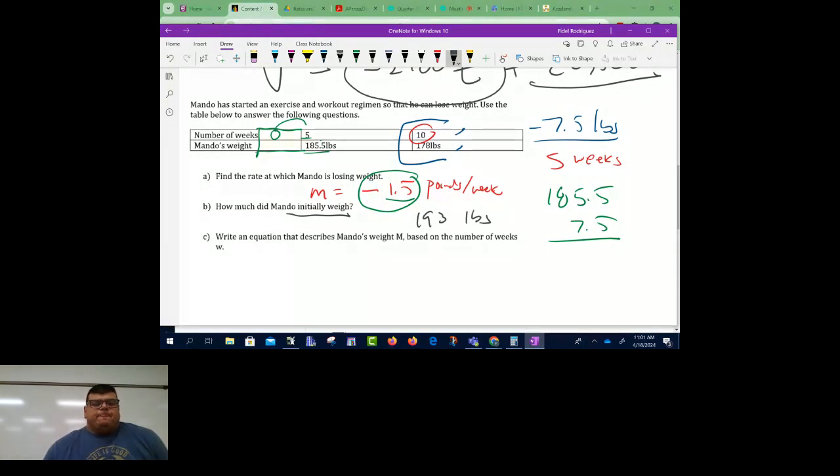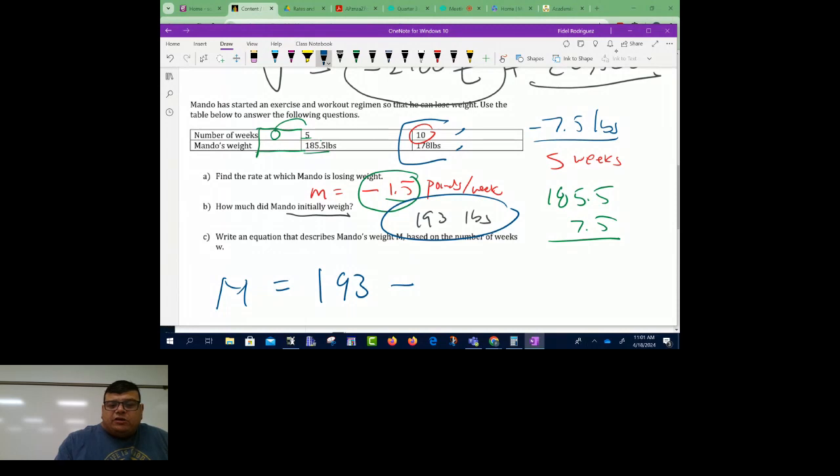So now, let's see if we can answer part C. Write an equation, okay, that describes Mondo's weight. Okay, M for Mondo. I was putting W for his weight. Go like this, M for Mondo. Okay, remember how much he originally weighed? He weighed 193 pounds, right? And every week he's losing, y'all, I'm putting a minus here because he's losing 1.5 pounds per week. Okay.